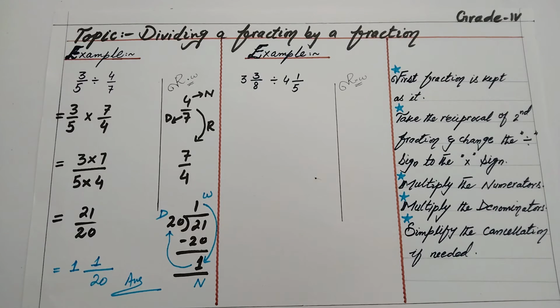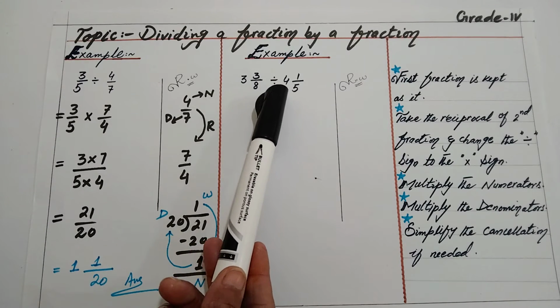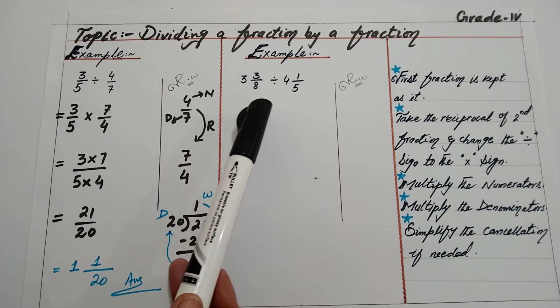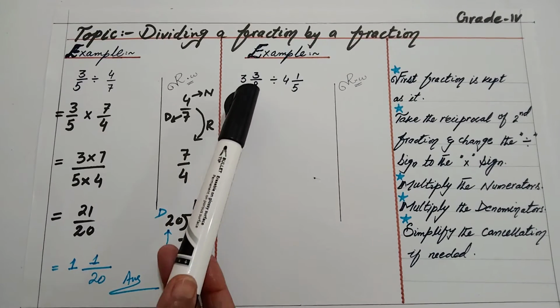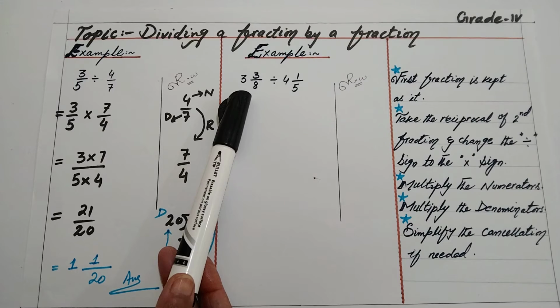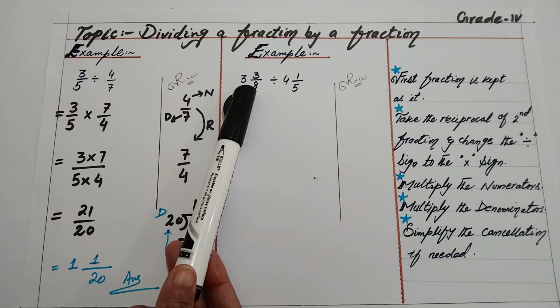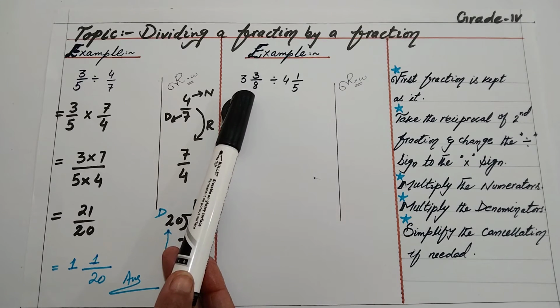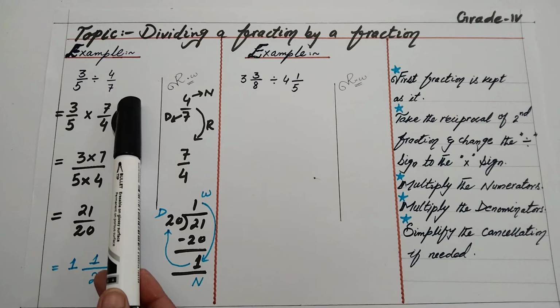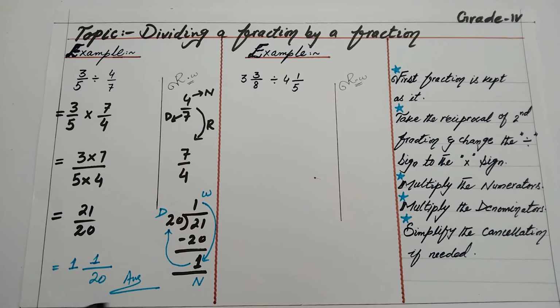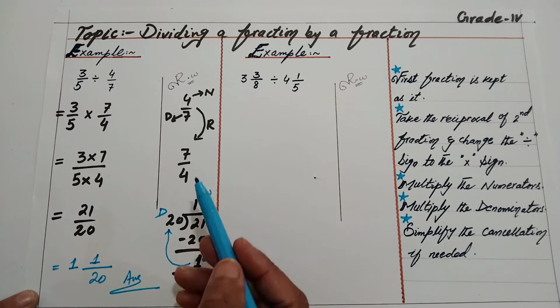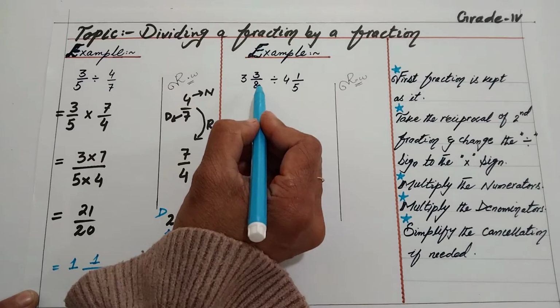Second example is 3 by 8 divided by 4 1 over 5. As you can see, this one is the mixed fraction. To solve with a mixed fraction, firstly we have to convert it into a simple fraction, and then we will follow the same steps. Do you know how to convert a mixed fraction into an improper fraction? Yes, you should know, because you have already learnt about this.